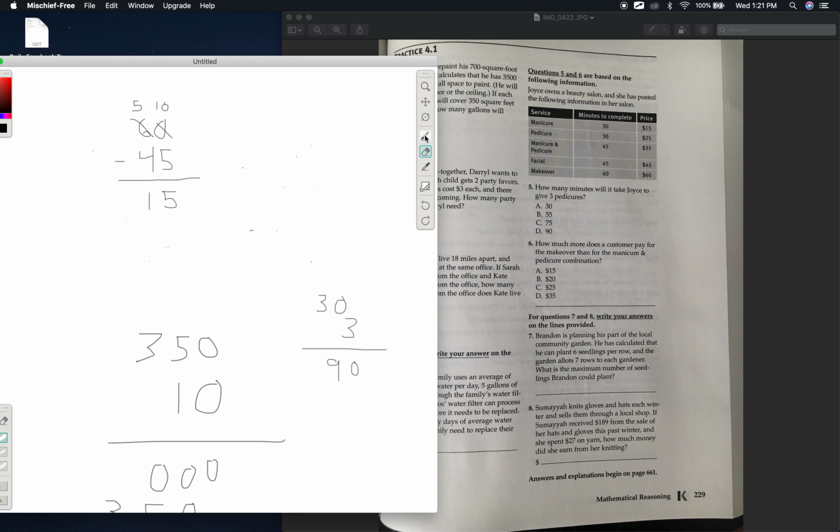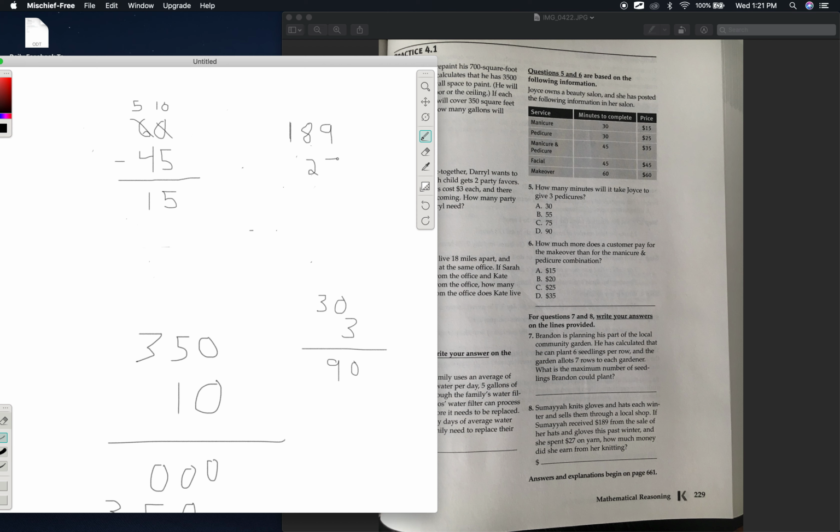Okay, so what we need to do is see the profit she made. So we know she made $189. Okay, I'm not going to say profit. She made 189 total. But there are expenses, and we need to figure out how much she spent on expenses, which it shows us here. She spent 27 on yarn. So she didn't actually profit 189. That's how much she made.